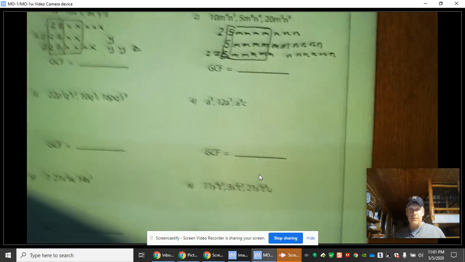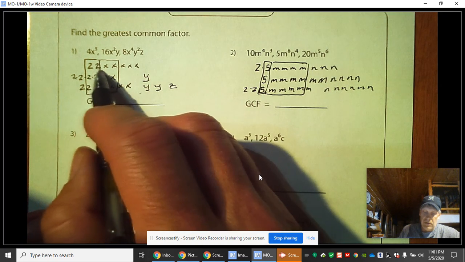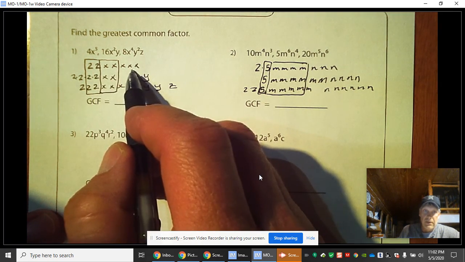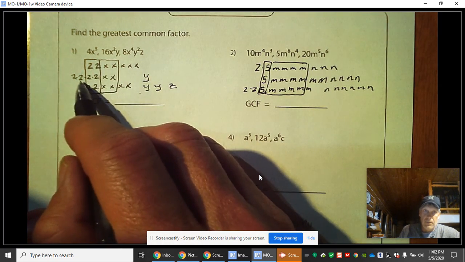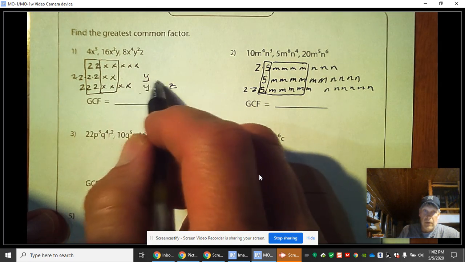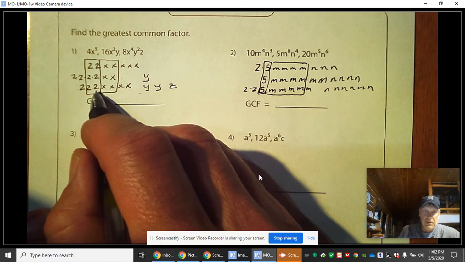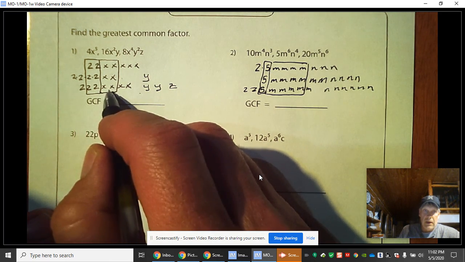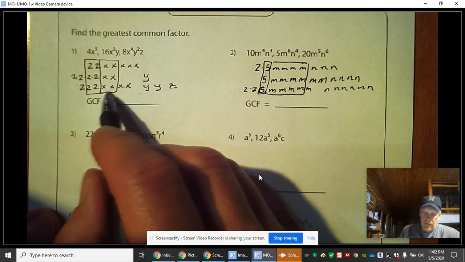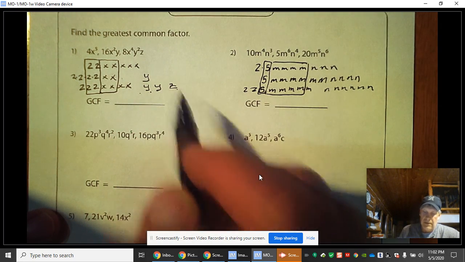All right, let's look at 3 of them. So I wrote out 4. I wrote out 2 times 2, and 5 x's. 16, 4 2's, x squared, and a y. Put the y over here. 8 is 2 times 2 times 2. And then I got x to the 4th, so I wrote out 4 x's. And here's my y squared and my z.